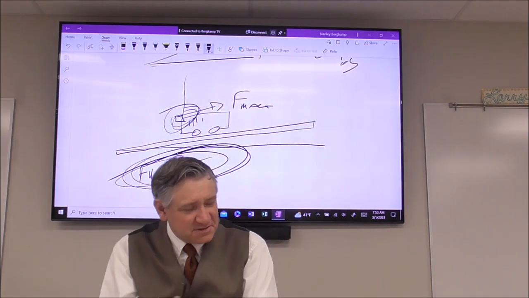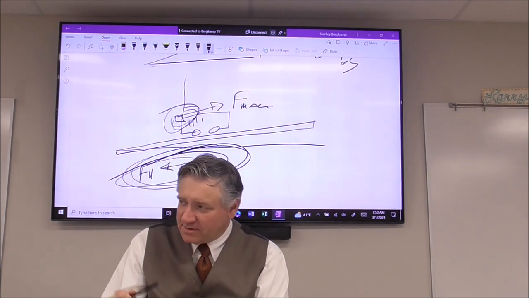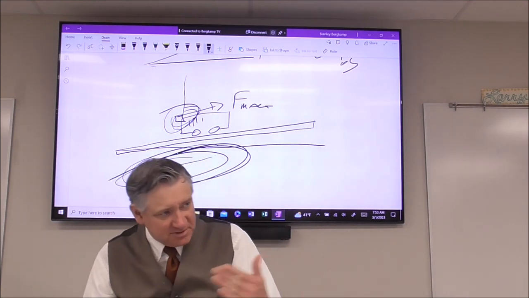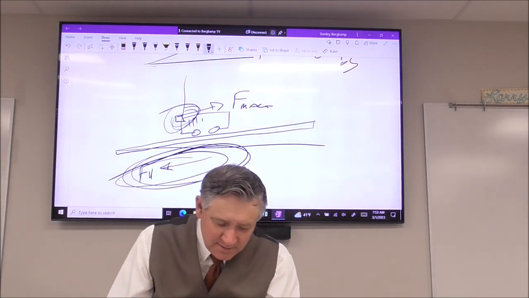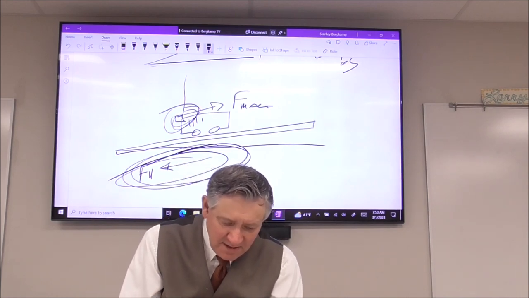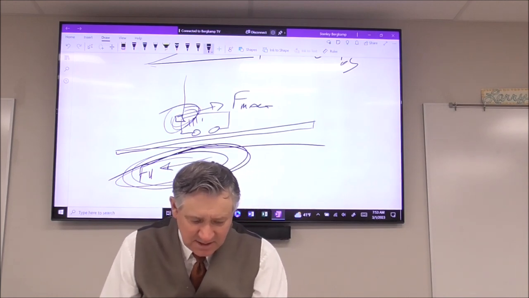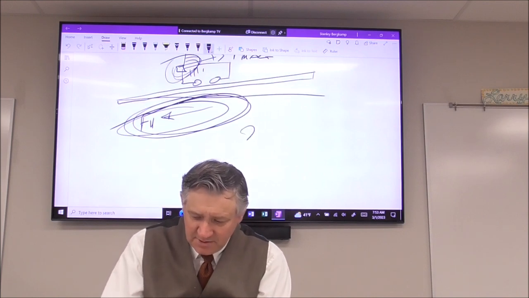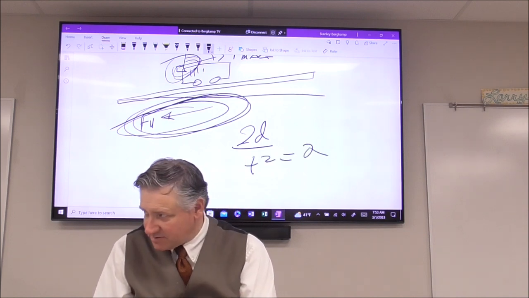So, the force of the magnet is going to be some positive value because that's acting up, because it's opposing the motion. So, here's the thought process. You're going to calculate the acceleration using displacement and time. On number five, you're going to use 2d over t squared equals acceleration. Okay?